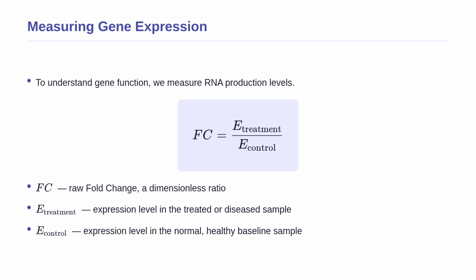FC stands for the raw fold change, which is a dimensionless ratio. E treatment represents the measured expression level of a specific gene in the treated, stressed, or diseased sample. E control represents the expression level of that exact same gene in the normal, healthy baseline sample. If the treatment value increases, the fold change becomes greater than 1, meaning the gene is upregulated. If it decreases, the fold change is less than 1, meaning it is downregulated.